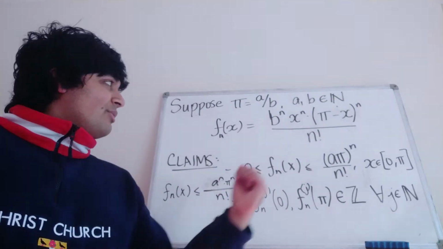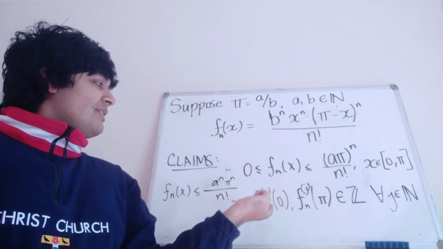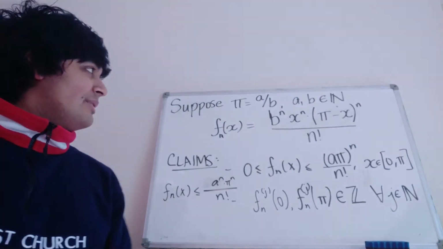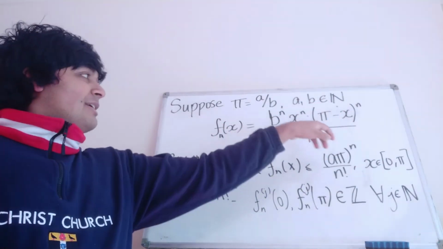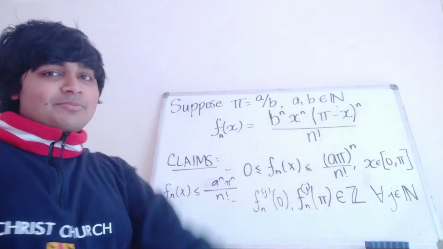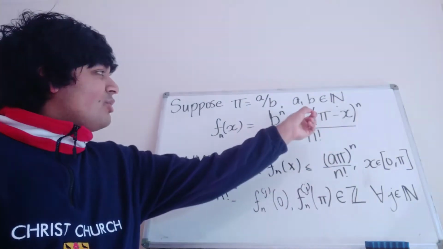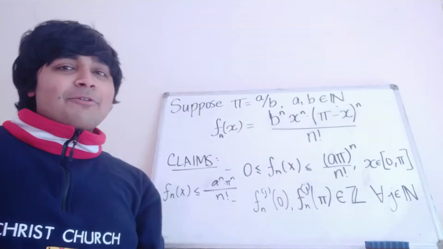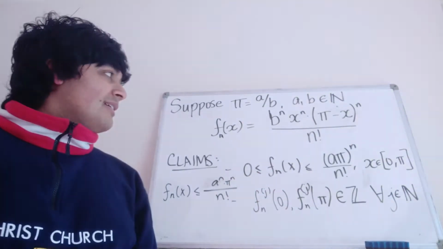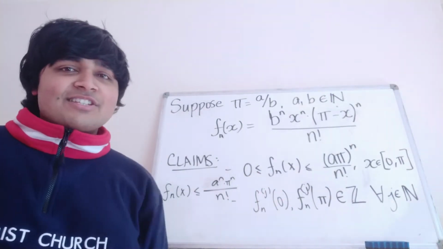Cool. What about for other values of j? Well, if j is less than or equal to n minus 1, when you differentiate this j times, you're always going to have at least an x term out front. So when you plug in x equals 0, it's going to be 0 times something, so that's just going to vanish.